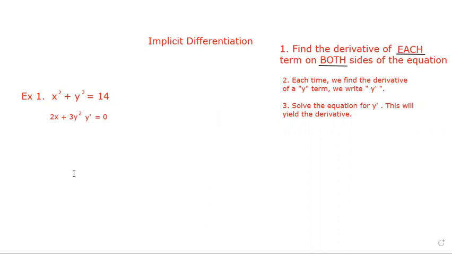Now we want to isolate our y prime. We may have to add, subtract, multiply, divide, do whatever we need to do. So the first thing I want to do is write 3y squared y prime equals negative 2x. I brought my negative 2x to the other side of the equation. As we can see, this 3y squared y prime is equal to negative 2x. I need to divide both sides by 3y squared.